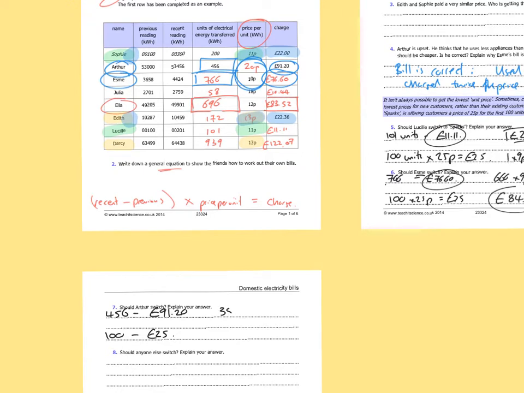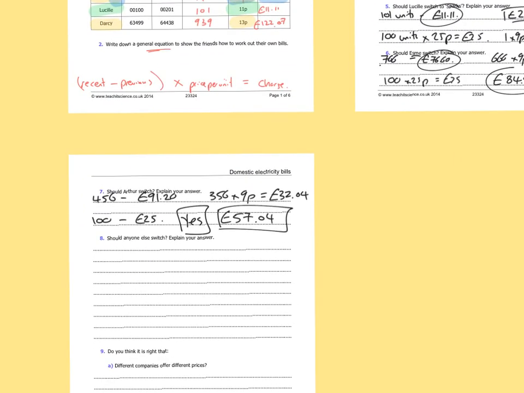So then he's got another 356 units to pay for at 9p each. So 356 times by 0.09. That's going to cost him another £32.04. So add that to the 25 the first 100 units cost him. That gives him a new total of £57.04. That's less than he's paying now. So yes, he should definitely switch.